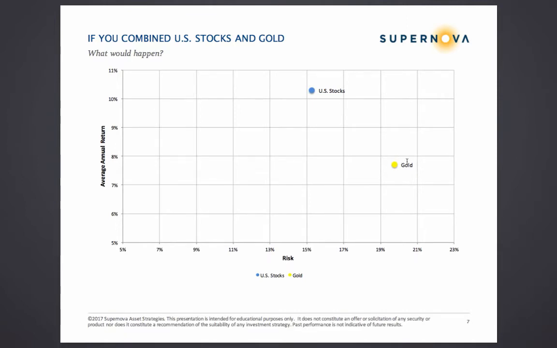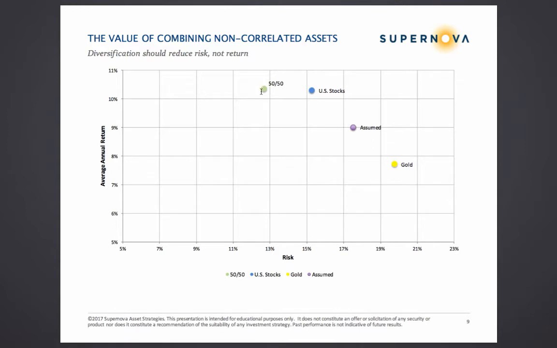Now the question is, if in 1970 you put half your money in U.S. stocks and half in gold, how would it have done from 1970 to 2016? Well, most investors think if you put half your money right here and half your money right here, you'll be right in the middle. But what actually happened over this period is that U.S. stocks and gold had low to negative correlation. When one was going up, the other was often going down, and vice versa. And what actually would have happened to your money is you would have been right here.